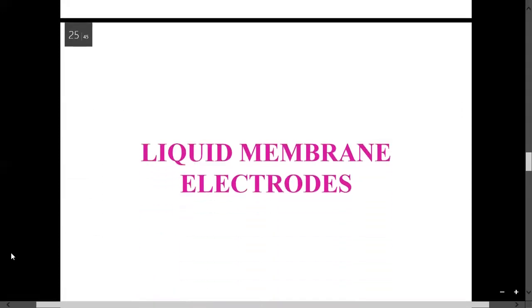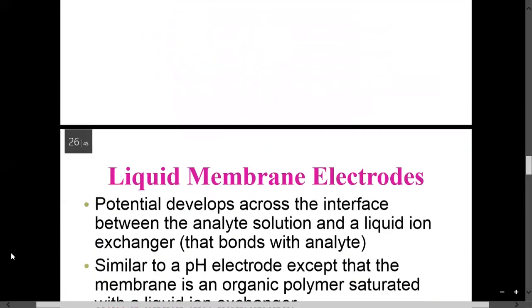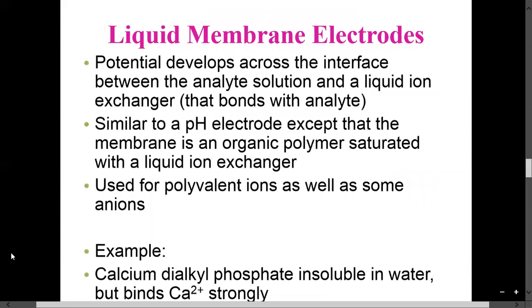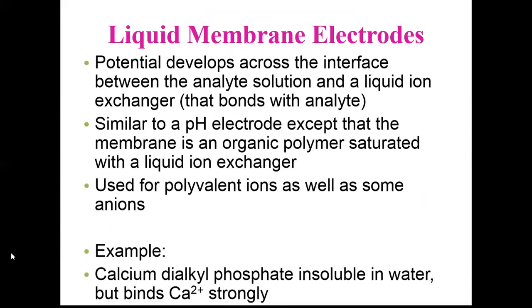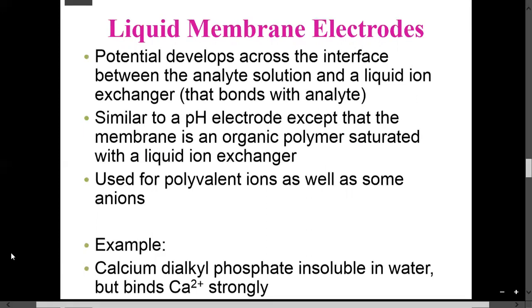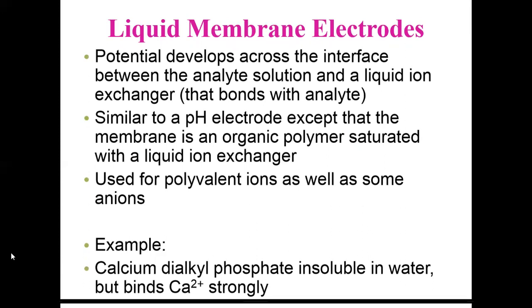Okay. Now, liquid membrane electrodes. The potential develops across the interface between the analyte solution and a liquid ion exchanger that binds the analyte. It is similar to a pH electrode, except that the membrane is an organic polymer saturated with a liquid ion exchanger. It is used for polyvalent ions as well as some anions. For example, calcium dialkyl phosphate is insoluble in water but binds calcium dipositive strongly.